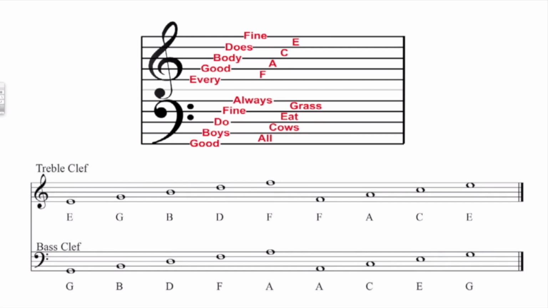And then the space notes are All Cows Eat Grass. Look at that. That makes it so simple for all of us to remember the line notes and the space notes for the treble clef and the bass clef. So if you can practice writing this up, practice memorizing this, you can easily recall the notes that you want when you look at a sheet music.